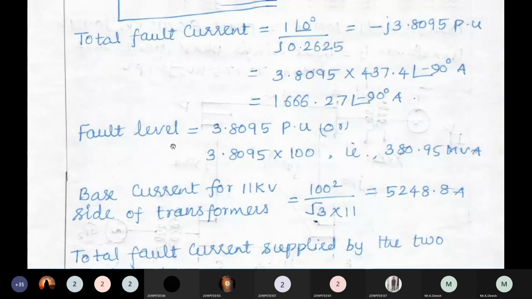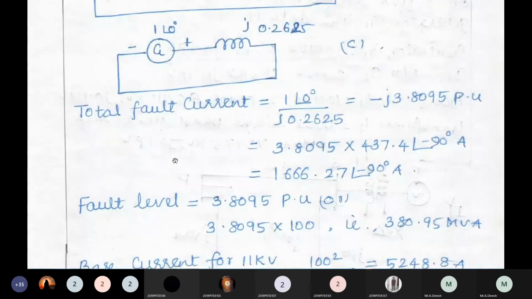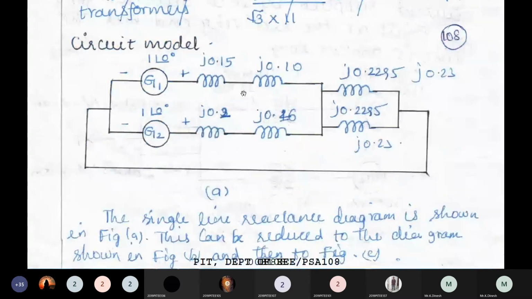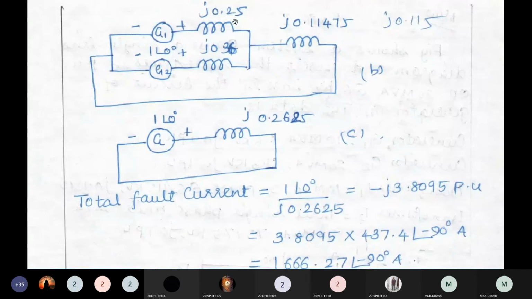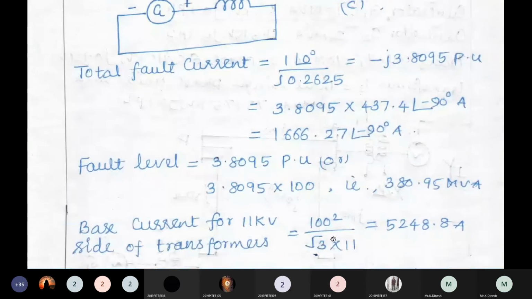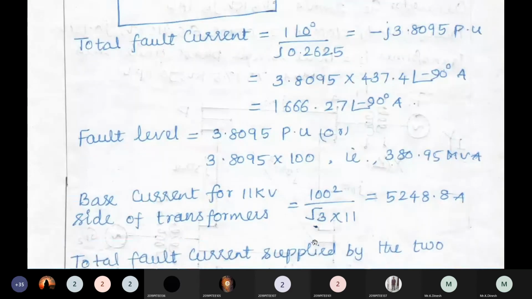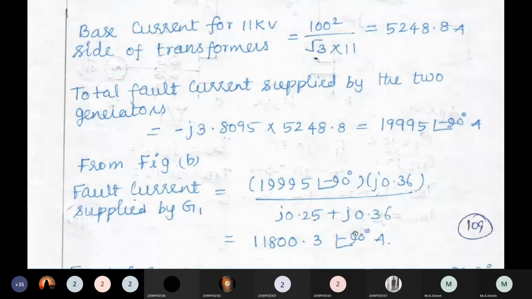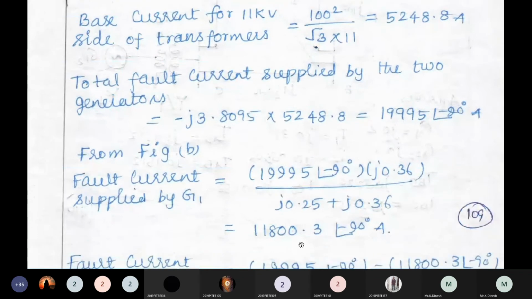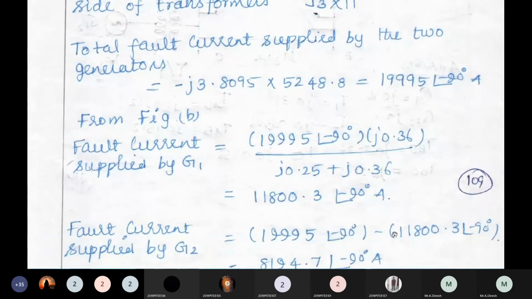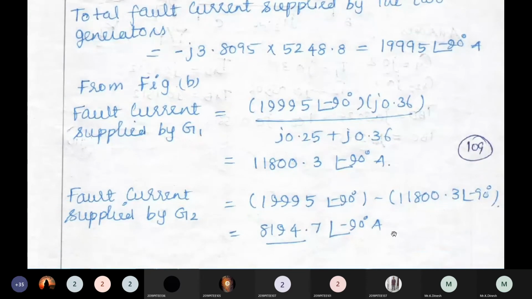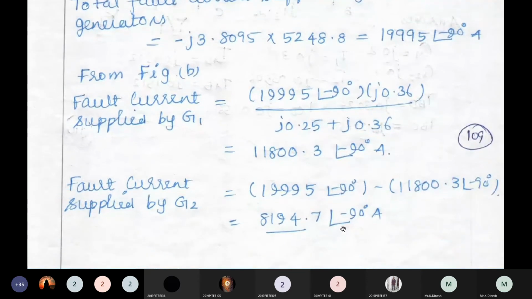With the opposite, I am just replacing this circuit. G1, G2, I use this. If we use the current division rule, we can use this. So opposite value, that is J0.6 by total 0.25 plus 0.36. Correct? So I get 11.8003 kiloamps, that is 11.8 kiloamps. In the same manner, we have to find the fault current supplied by G2. So I may get 8.194 kiloamps.